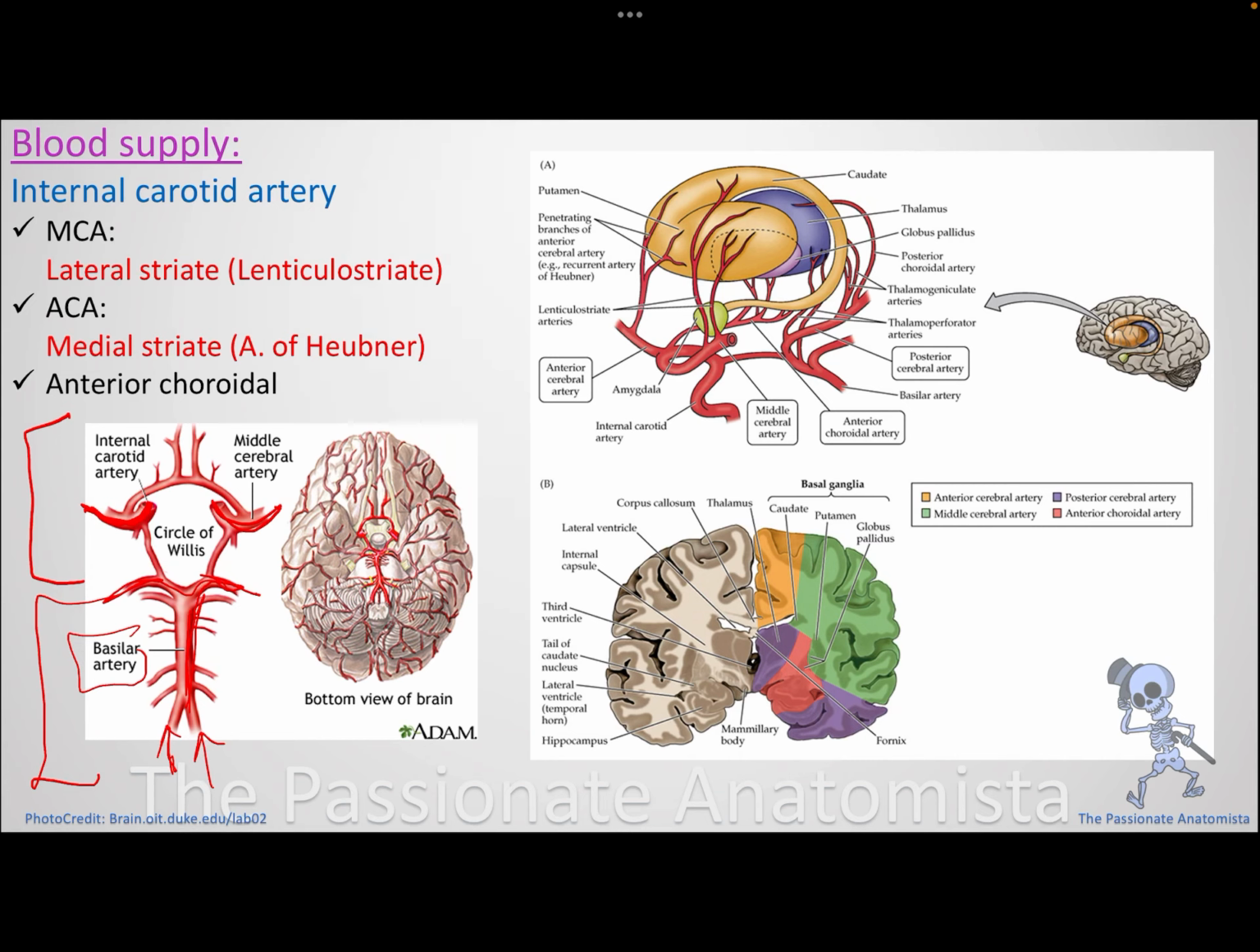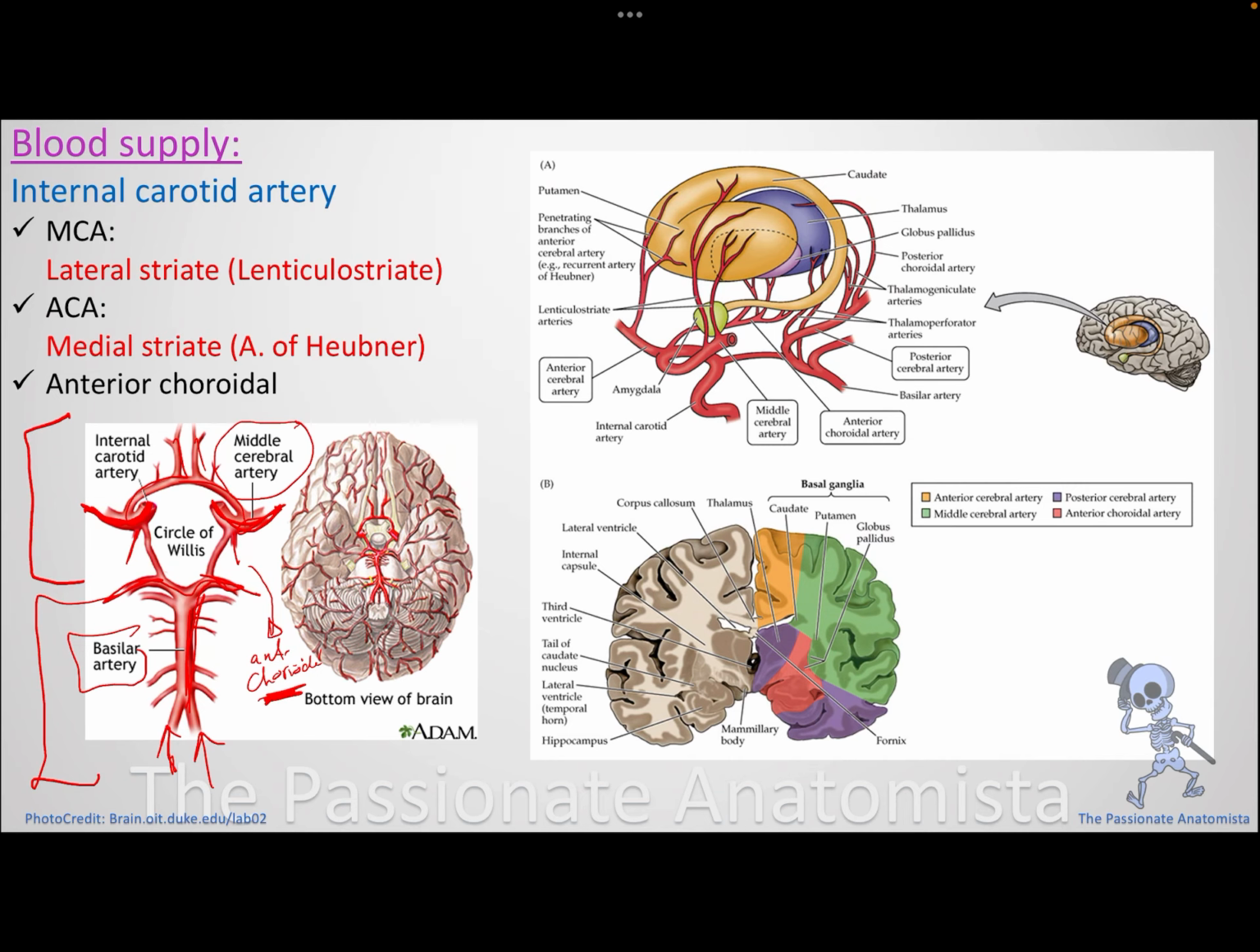Internal carotid, we said previously that it gives you the middle cerebral arteries, and it also gives you anterior cerebral arteries, and it gives you something called anterior choroidal. Why is choroidal important? Because that forms choroid plexus and ventricles. That gives you the CSF. And it's also a deep blood vessel that will participate in the blood supply of the basal nuclei.